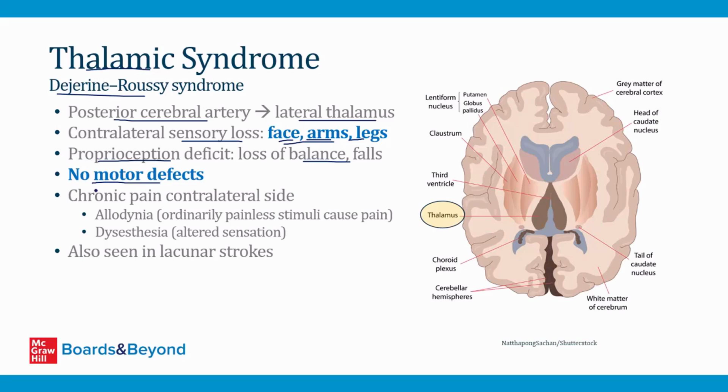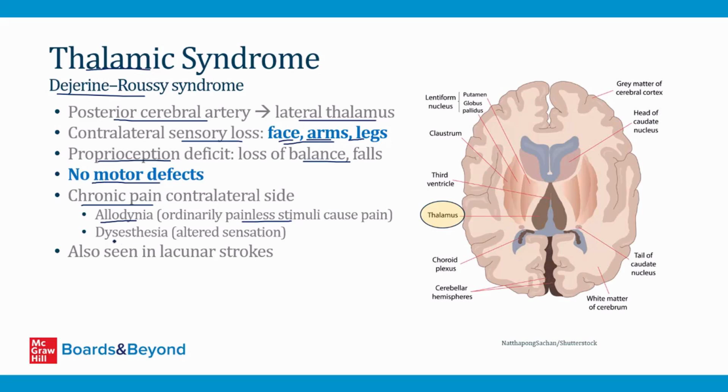And then long term, when patients have ischemic damage to the thalamus, they can develop a chronic pain syndrome on one half of their body, which has peculiar symptoms related to pain and sensory perception. So some of the things that patients can develop is, first of all, allodynia. This refers to a situation where ordinarily painless stimuli cause pain. So for example, just touching the skin on someone's arm can cause pain. That's allodynia. You can see that in someone who's had a thalamic stroke.